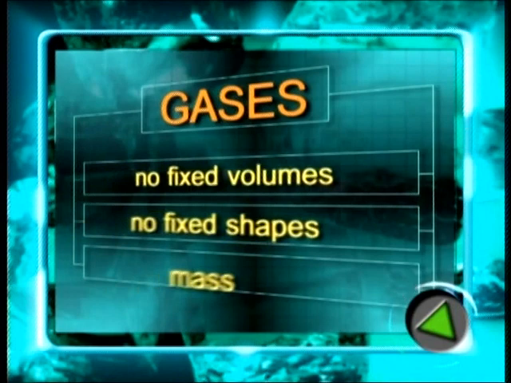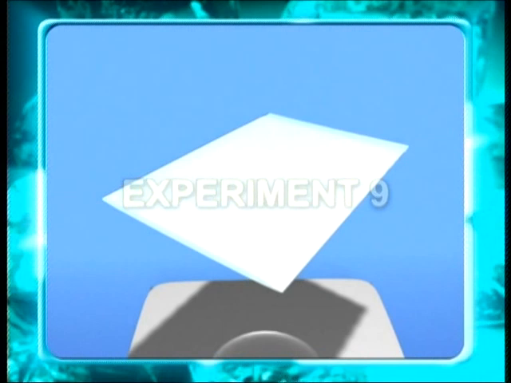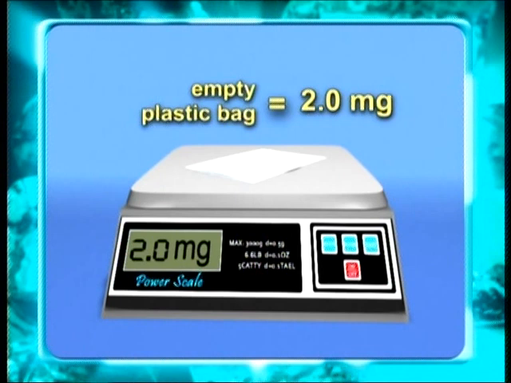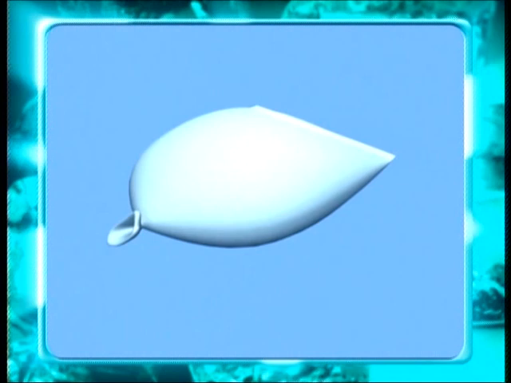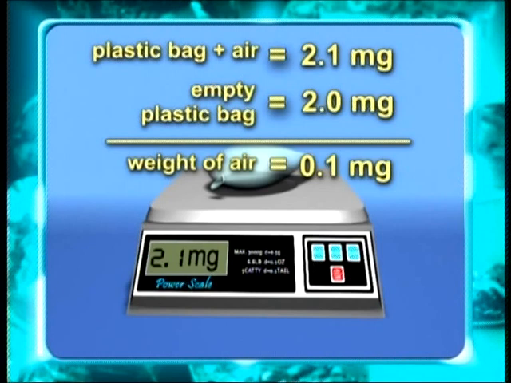This diagram shows the properties of gases. They have no fixed volumes, they have no fixed shapes, but they have mass. This is an empty plastic bag, and we measure its weight. The mass is 2 milligrams. Now fill this plastic bag with air and measure its weight. It's now 2.1 milligrams. The mass of the air is 0.1 milligrams. This shows that gases have mass.